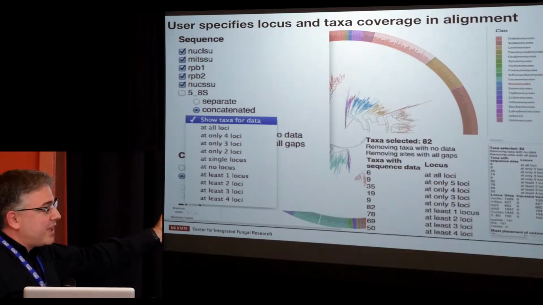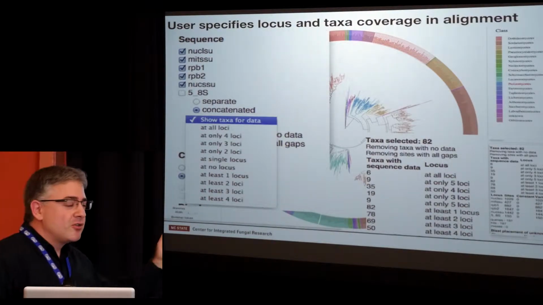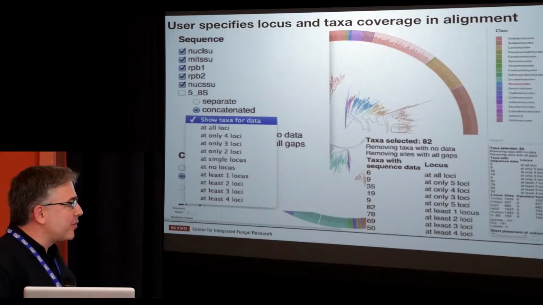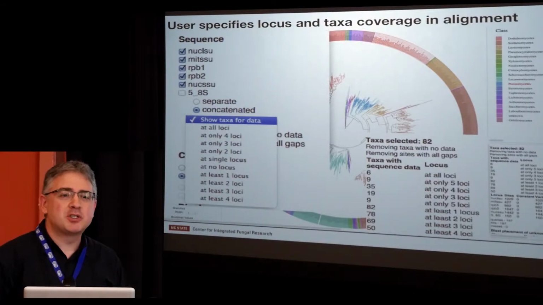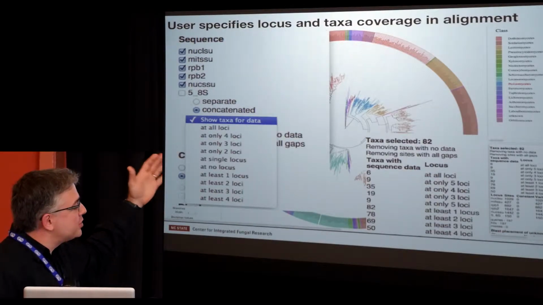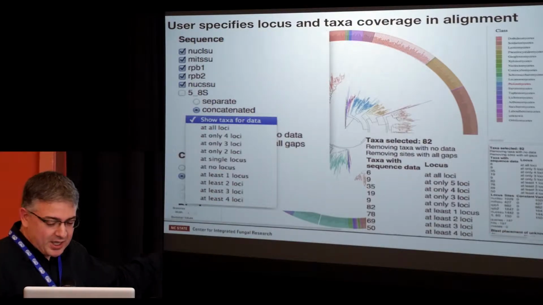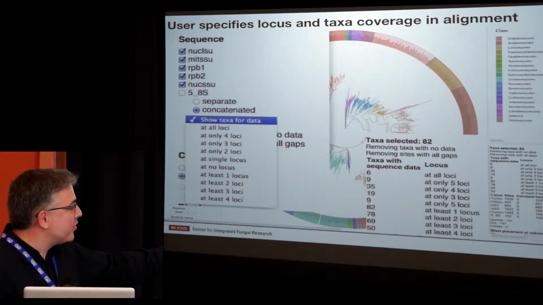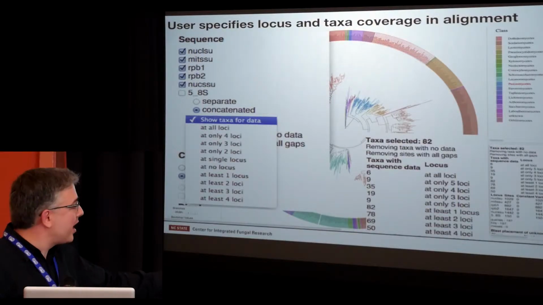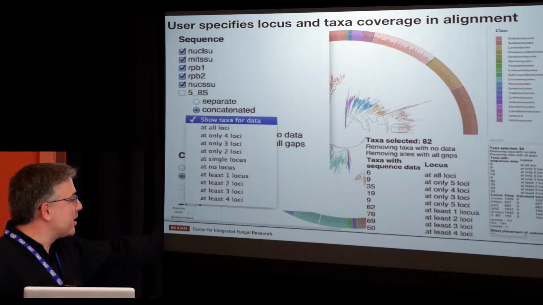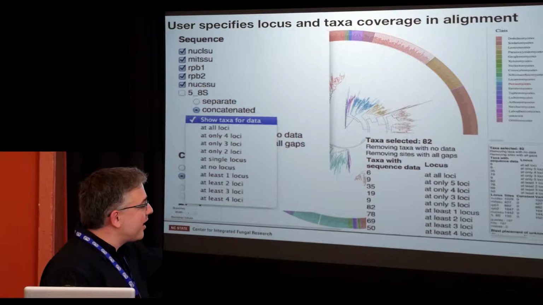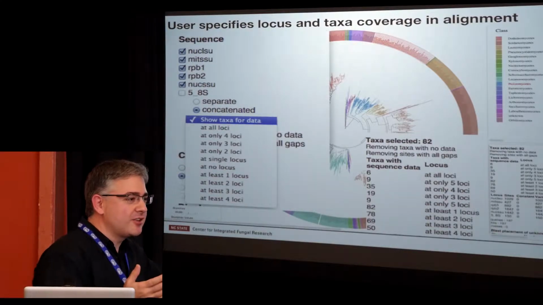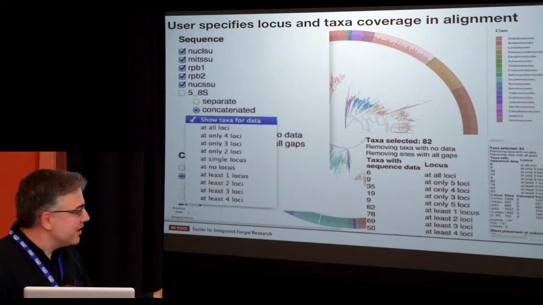You get a lot of data and flexibility to pull or download information depending on how much you're willing to tolerate. How much coverage do you want for taxa and loci? So this shows you an example here. If you want data across all 5 loci, okay, you're only going to get 9 taxa with that. But if you say, at least 1 locus, you get all 82 that's in this clade here.